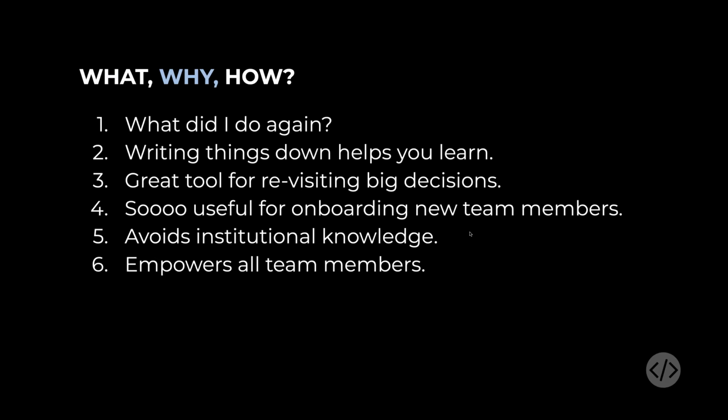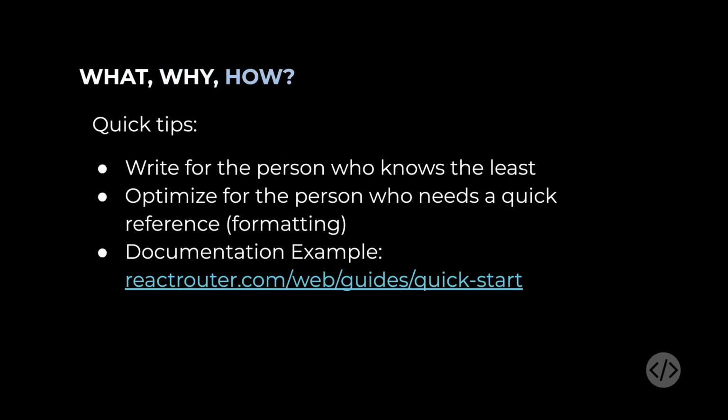It also avoids institutional knowledge, meaning that one person knows all of that information. And if that person's unavailable or leaves the company, the rest of the team is in a really big bind. So ensuring that you have that knowledge documented in a place that is accessible and known by others eliminates that risk. And then it empowers all team members because you're all on the same page, you're all working with the same information. So the how, quick tips: write for the person who knows the least.